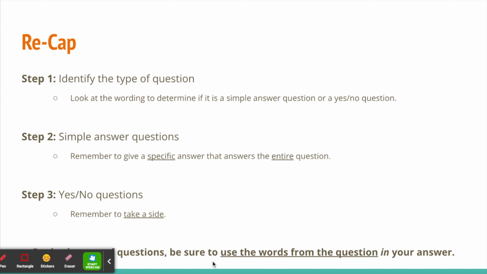And remember, for all of these questions, be sure to use the words from the question in your answer. Again, this is going to be your own thinking, but you get to borrow all the words from the question. That's why it's called restating a question, because you're using those words in your answer. So now you're going to go on to the next portion of this Google form, and you are going to be able to practice using and restating the question. Okay?